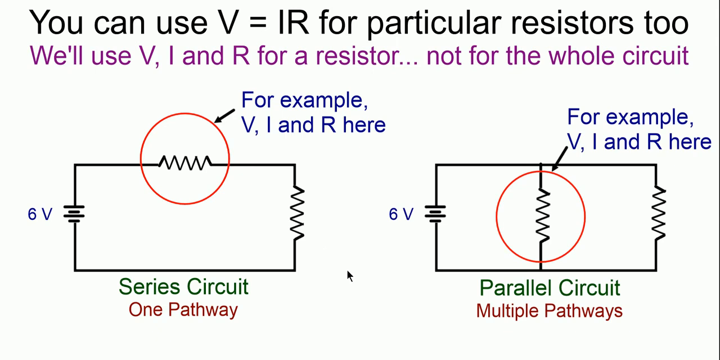We also have parallel circuits, don't we? Where we have more than one pathway. Here we have two pathways, don't we? The current can go here, the inside pathway, or the outside pathway. That's a parallel circuit. So here, let's say we're going to deal with a calculation over that particular resistor. Well, then we want the V and the I and the R for that resistor only, not for the whole circuit. And we'll do calculations for individual resistors.